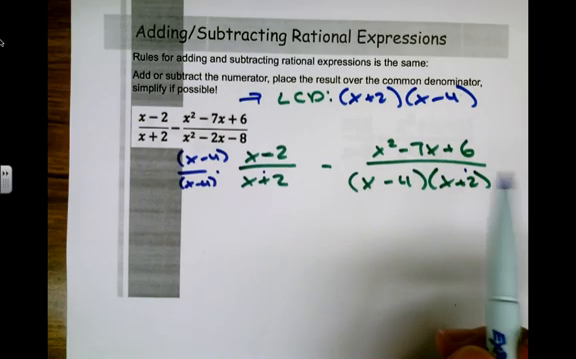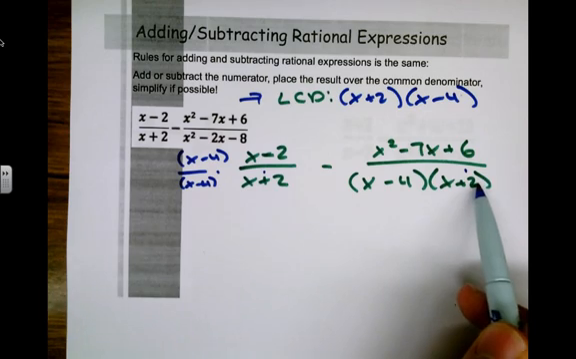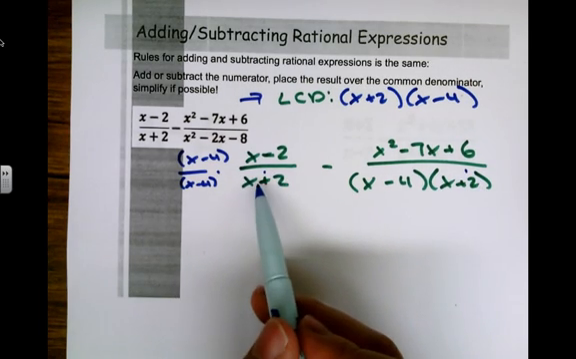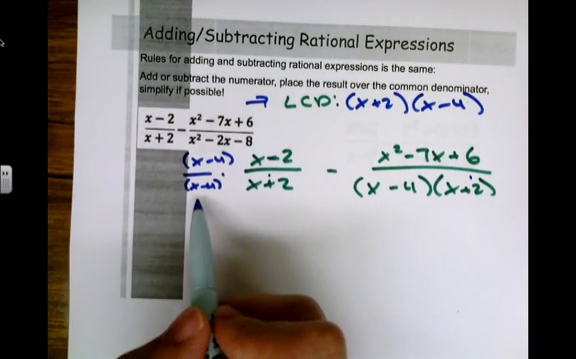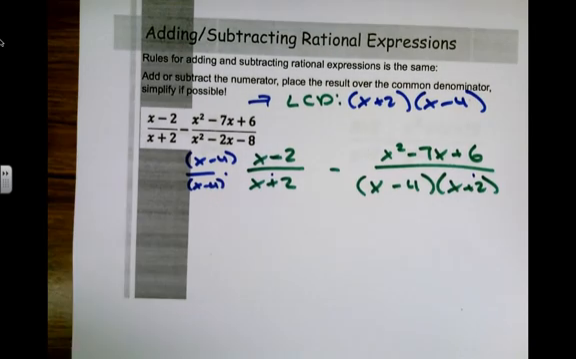Again, you have to identify what your LCD is, kind of like what you're missing. On the right hand side I have x minus 4 and x plus 2. Right now here I only had x plus 2. I need to create an x minus 4, which I do with this multiplication. Now just like I said before, we're good with the denominators, so we don't have to worry about those anymore. Those are just going to stay. You can leave them in this form.